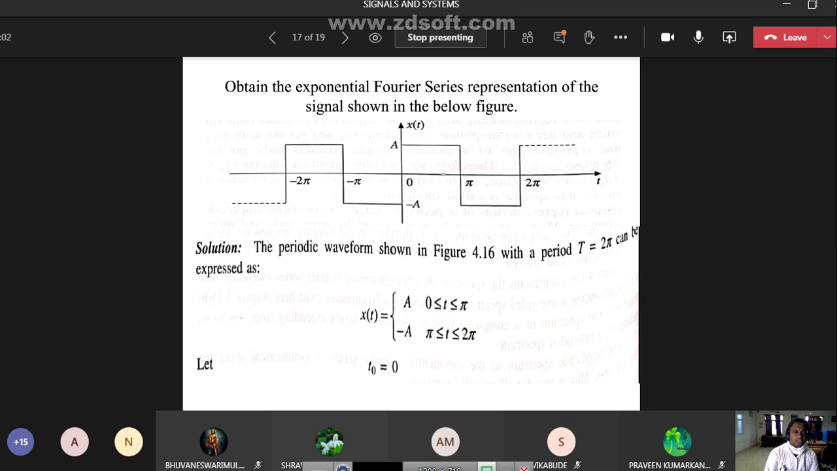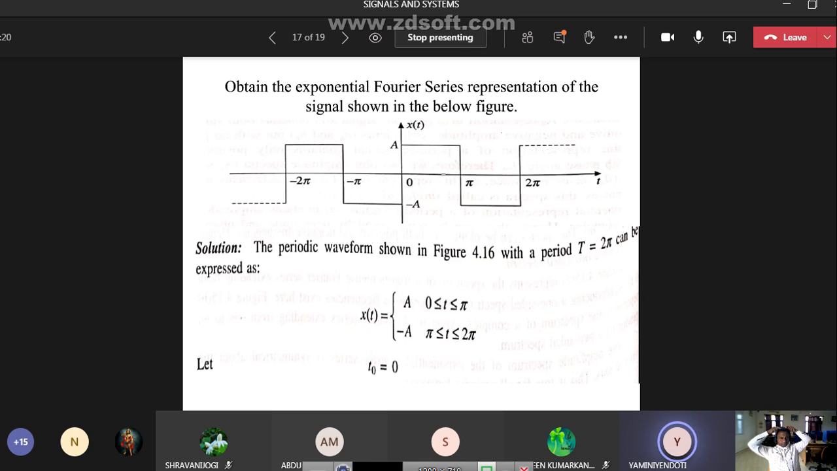Now can anybody tell me what is the period here? Pi, sir. 2 pi, sir. Pi or 2 pi or any other value? What is the definition of the period? Period is the smallest amount of time over which the signal repeats itself. Wherever the signal repeats, we call that the period.